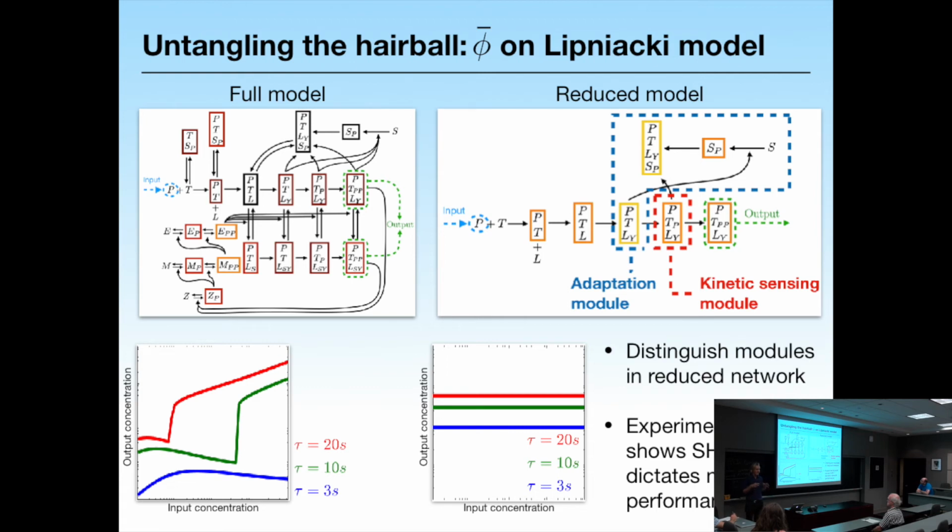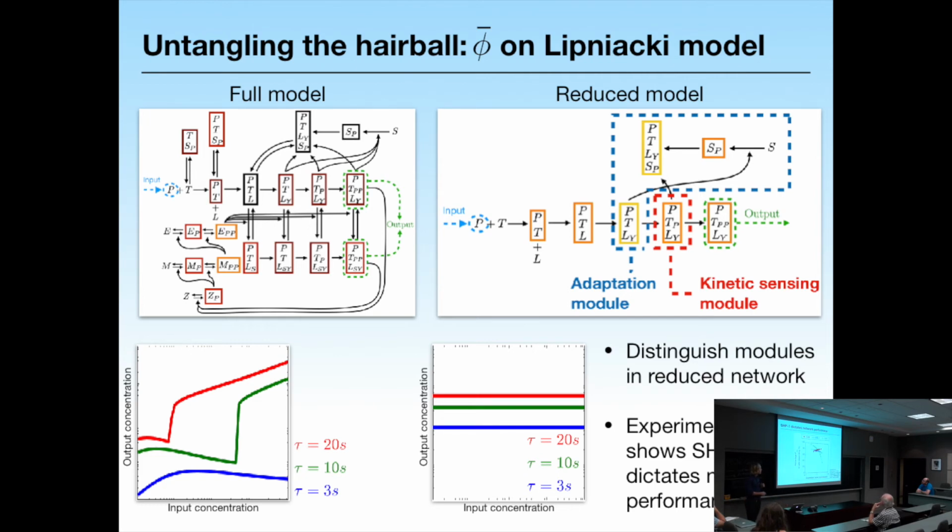We have thus untangled our hairball of immune detection. We have distinguished two modules that are necessary to perform this function of ligand discrimination. And we've also identified this key node in the network, the SHIP1 molecule. And this is in accordance with what is previously known, namely that SHIP1 dictates network performance.